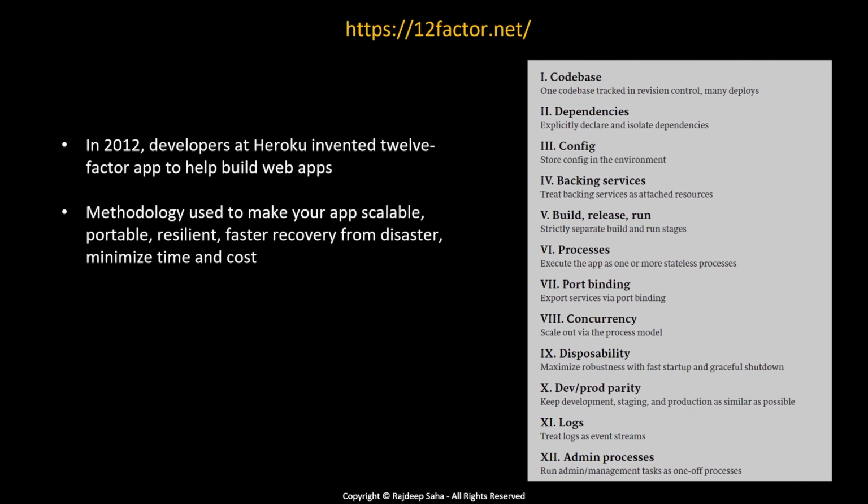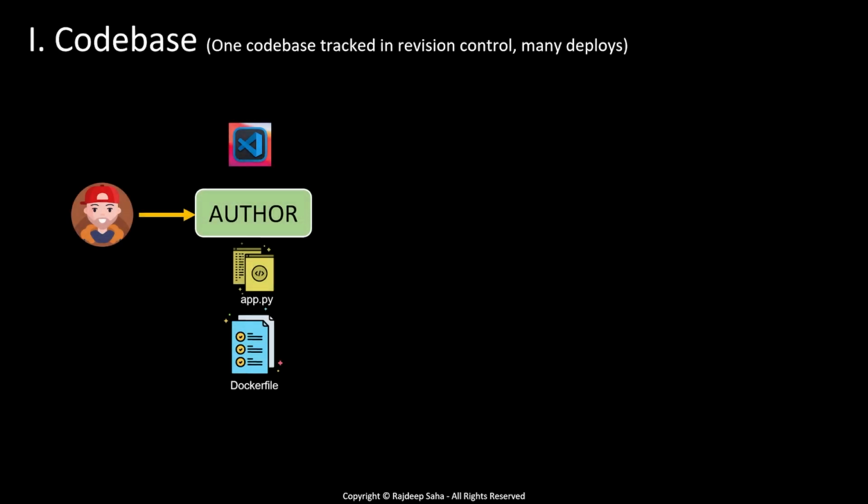In 2012, quite some time back, developers at Heroku invented the 12-factor app to help build web applications. This is a methodology used to make your application well architected. For example, it helps make your app scalable, portable, resilient, enables it to recover faster from disaster, and minimizes time and cost. Now, the good news is if you know cloud DevOps best practices, or if you're using Kubernetes, you are already following most of this. So let's start at the number one factor.